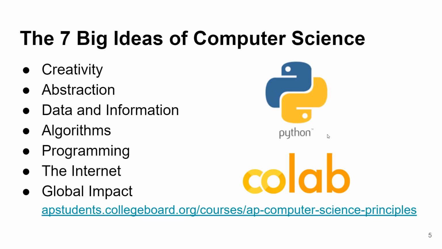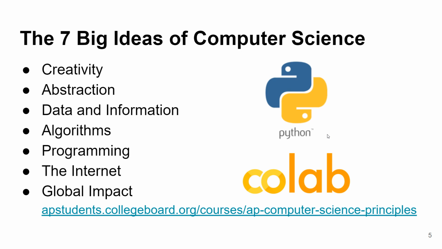So over the course of the semester, we're going to be looking at what are called the 7 big ideas of computer science. This arrangement of topics actually comes from the Advanced Placement Computer Science Principles course. So I'm not teaching you APCS. This is not a high school class, obviously. But in fact, we're going to be touching on a lot of those topics.